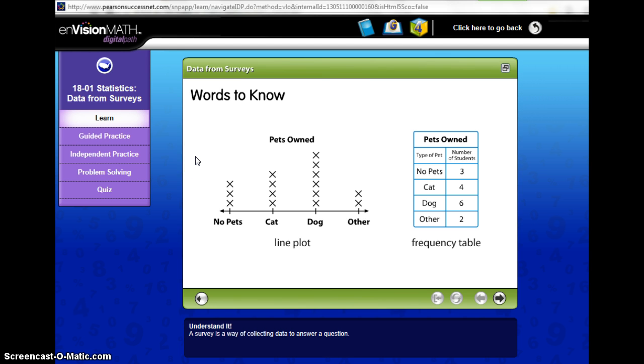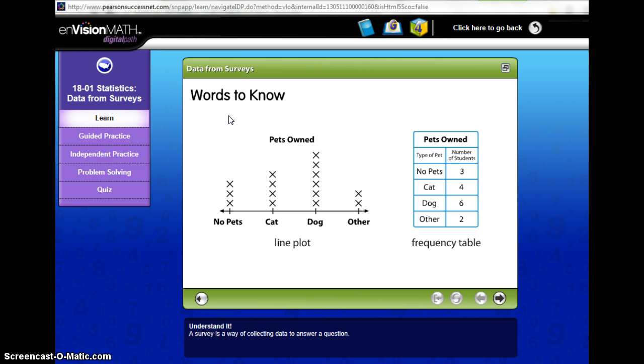As we start our new topic today, topic 18 is all about graphing. Today, our learning target or objective is that you are going to locate information on a frequency table, and you are also going to gather and create survey results.